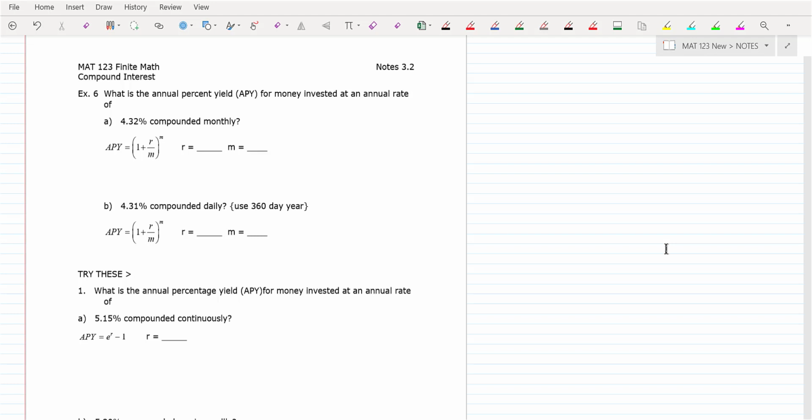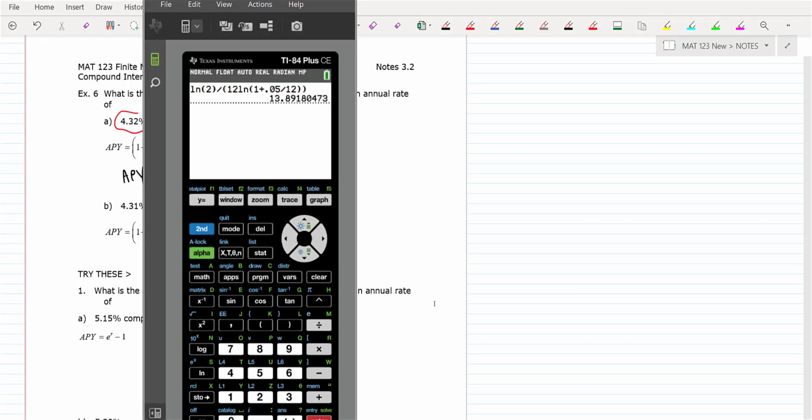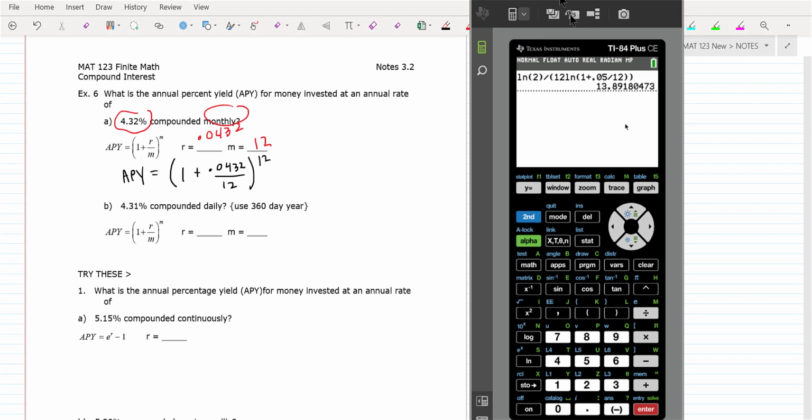Okay, so what we do on this one is, there's only two things you have to know on the APY formula. The interest rate would be 0.0432. Compound monthly would be 12. So you just plug in and go to your calculator. So you would go like this. The APY, annual percent yield, would be 1 plus 0.0432 over 12 to the 12th power. Okay, just do exactly what the formula tells you to do. And we're going to go directly to the calculator and see what we get here.